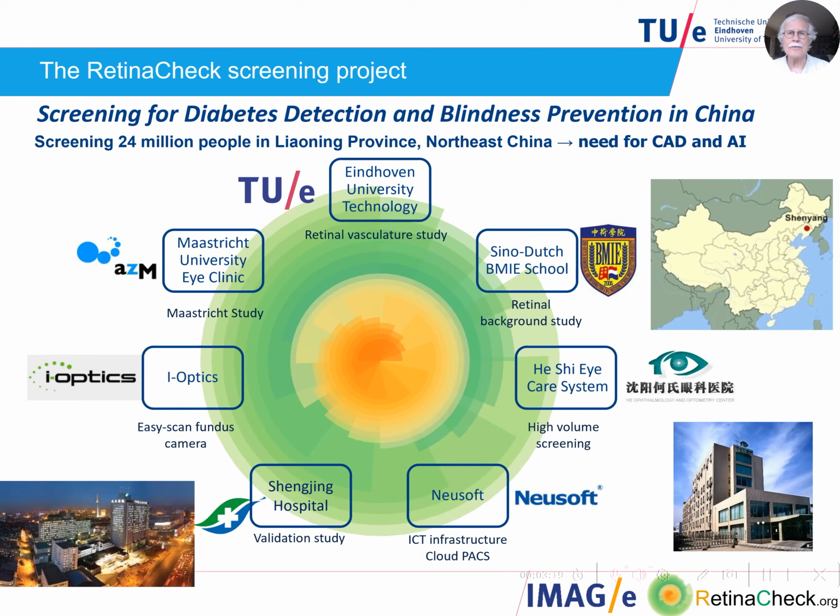We started the project, the retina screening project, with many partners. Eindhoven University had the lead, and immediately to the right, Geshi Eye Care Systems was the clinical partner. It all took place in Shenyang, in northeast China. It's a big city, 12 million people. And our university had a school there, a biomedical engineering school. And from that school, we used the students. That school was located in the neighborhood of this conglomerate of eye hospitals.